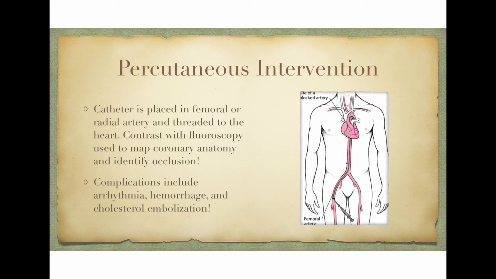Here's a diagram of how this all works. So this patient had an arterial catheter placed in the femoral artery, which was threaded up through the aorta, up the aortic arch, and into one of the ostia, into the coronary vessels. Contrast was injected through this catheter, and the blood vessels will light up with the contrast.